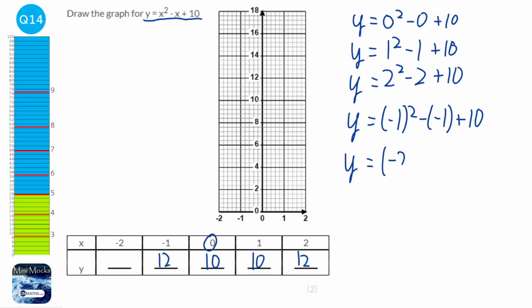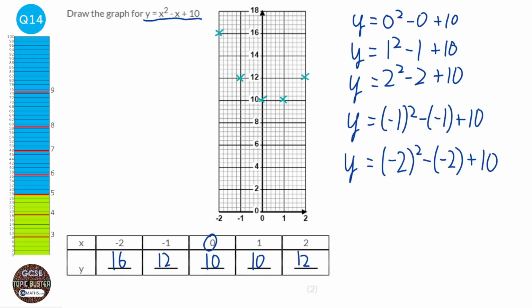And then we'll do the minus 2, so it'd be minus 2 squared minus minus 2 plus 10. So minus 2 squared is 4. The two minuses here make a plus, so it'd be plus 2, which would be 6, plus 10 will be 16. So we're going to plot these on our graph. And so we've got minus 2 is at 16, so that'll be there. Minus 1 is at 12. Should be here. 0 is at 10, 1 is at 10, and 2 is at 12.